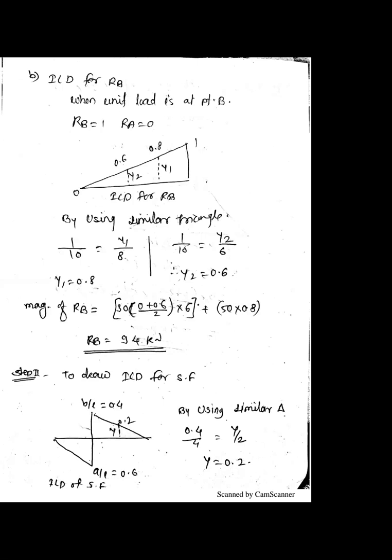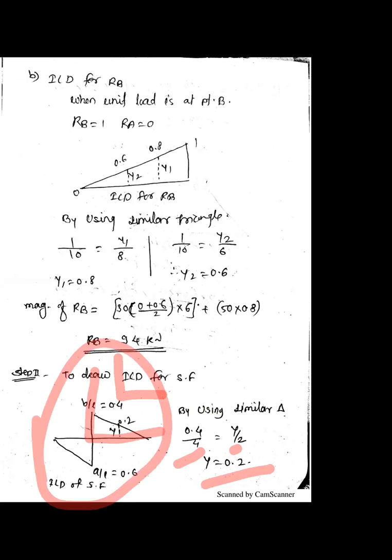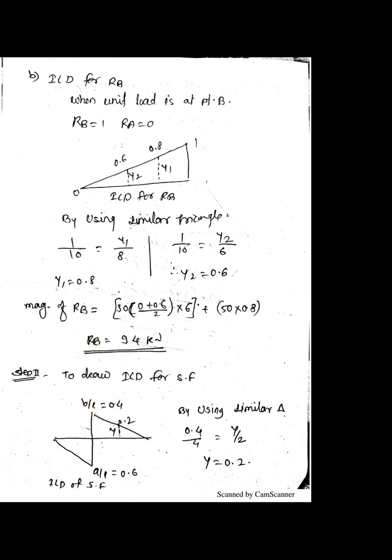So A means A to C, A distance. After putting all these values, A by L, B by L, and Y. For calculating Y, again use similar triangle. This one is height upon base. So 0.4 divided by 4, and here y divided by this base. This is two distance, y is equal to. Now this is the complete ILD for shear force. Always give the citation for the figure. ILD for shear force. After completing the figure, give the name of the figure, meaning the citation of the figure.